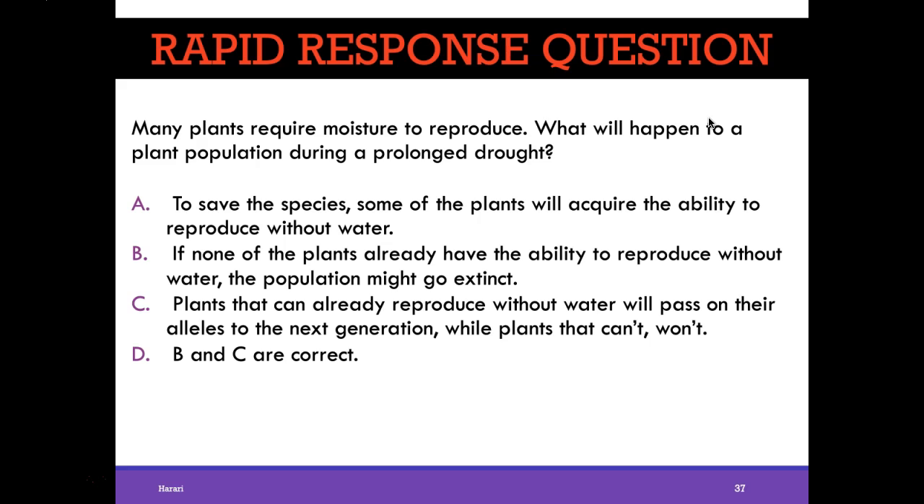So please pause here and answer this rapid response question before moving forward. So the answer to this question is D. Both B and C are correct.